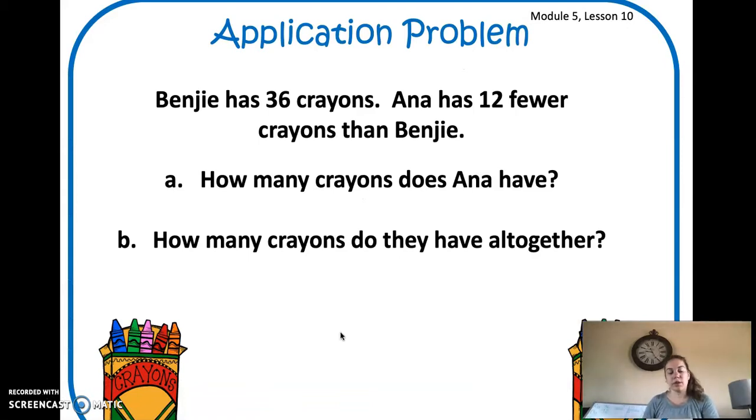We're actually going to start first with the application problem. So it says, Benji has 36 crayons. Anna has 12 fewer crayons than Benji. Part A asks, how many crayons does Anna have? Part B asks, how many crayons do they have all together? So let's zoom out.